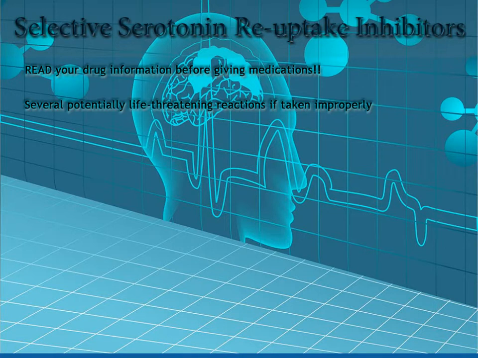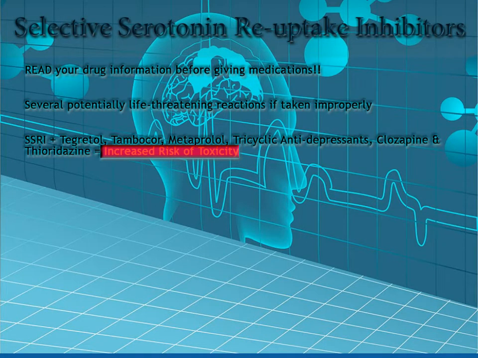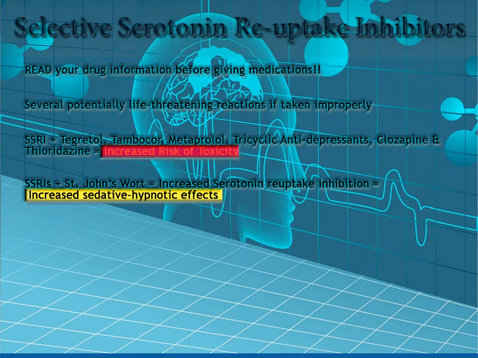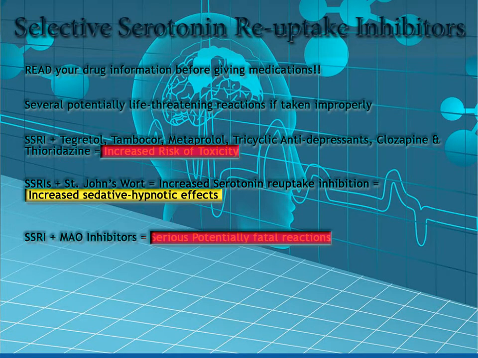There are several potentially life-threatening interactions that may occur if SSRIs are taken improperly or with the wrong drug or wrong herbal remedy. Medications such as Tegretol, Tambacor, Metoprolol, Tricyclic Antidepressants, Clonazepam, and Thorazine may increase the level of the interacting drug and increase the risk of toxicity. Taking SSRIs with St. John's wort may increase the serotonin reuptake inhibition, which may lead to increased sedative hypnotic effects. The use of SSRIs with an MAO inhibitor can cause serious, potentially fatal reactions.